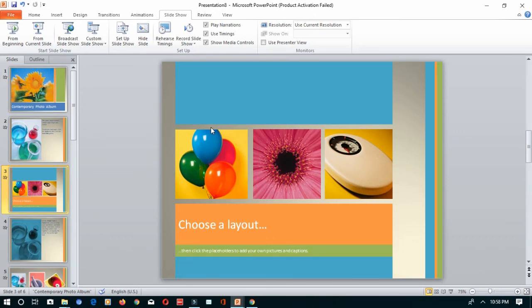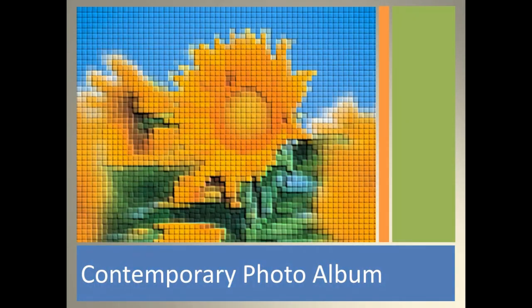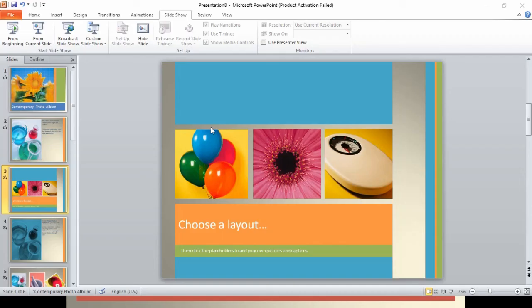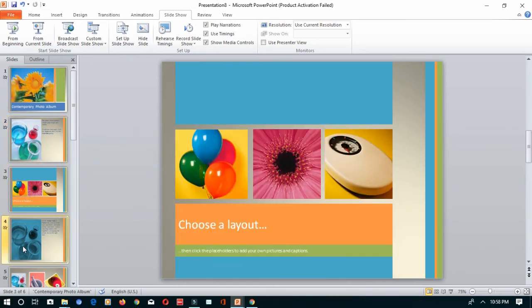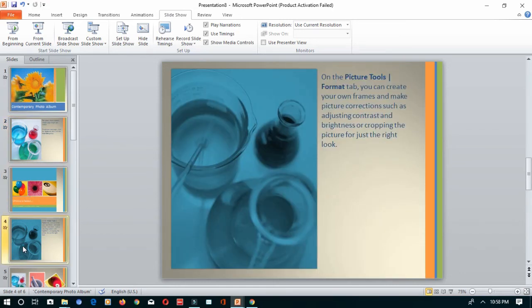Next, there are 2 more shortcut keys. If you want to start the slideshow, you can start by pressing the function F5 key. Or if I want to start from the current slide, if I am in the 4th slide and want to start the slideshow from the current slide, what can I do? I can press Shift plus F5.